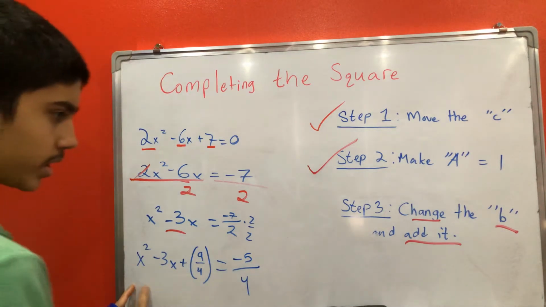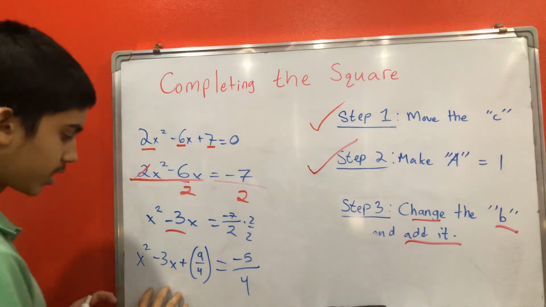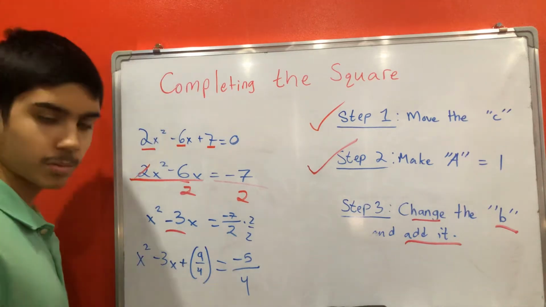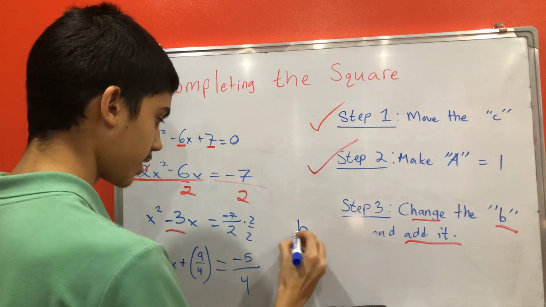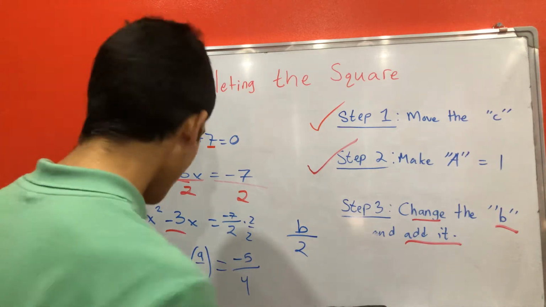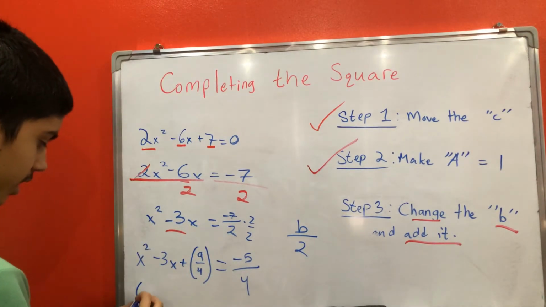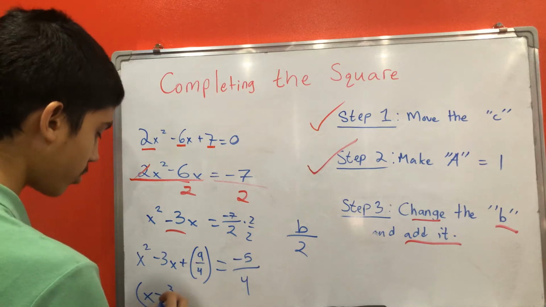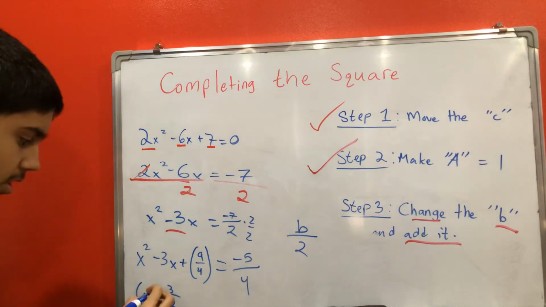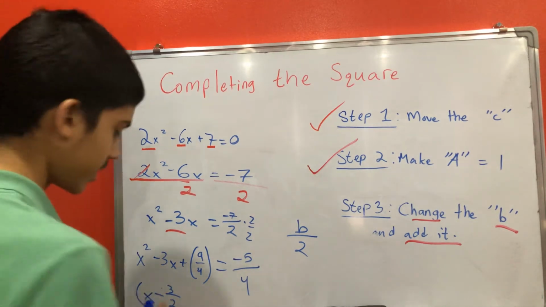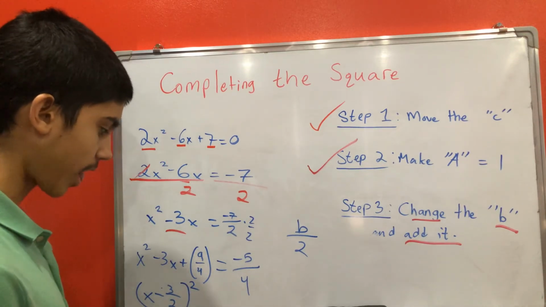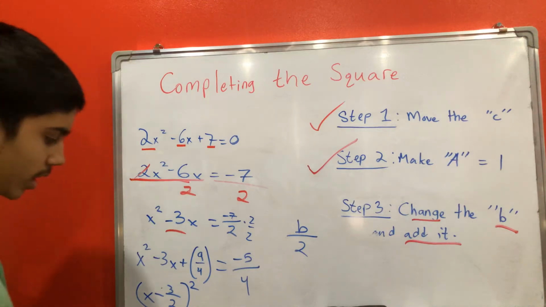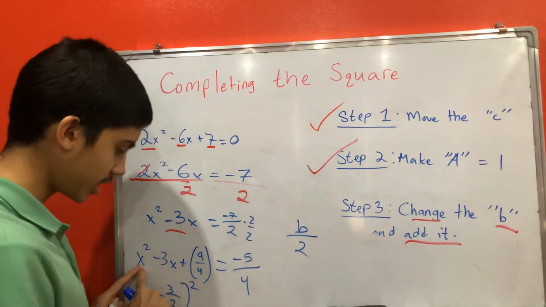And what do we do with this? We've already completed the square, so we take b and just divide it by 2, okay? And when we divide it by 2, we get x minus 3 over 2, right? Because it's negative 3 over 2, the b term over 2, and then we just close it and put squared. And it turns out that when you actually FOIL this, it will equal this.